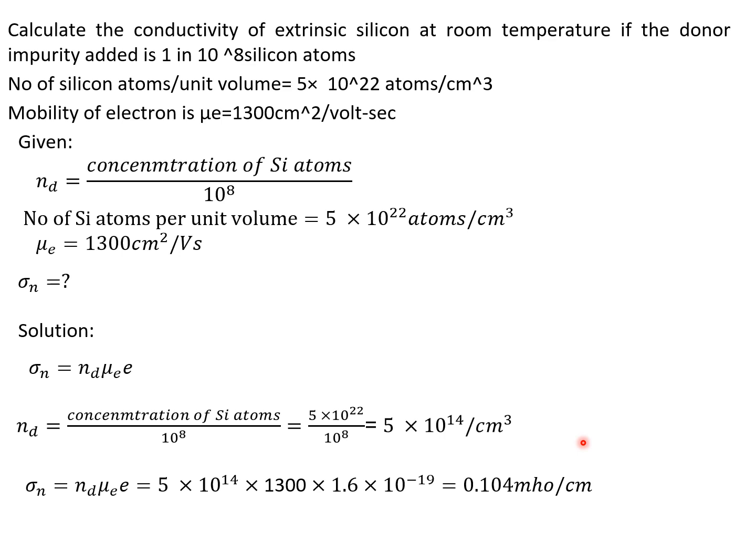So only now we need to put the values in this formula. Nd we have calculated, mu E is given, e is known. So we will put all these values to get the answer: 0.104 mho per centimeter.